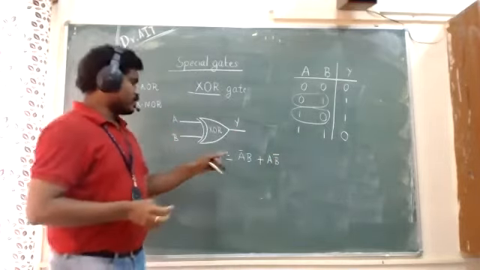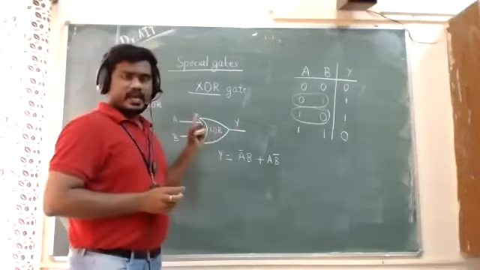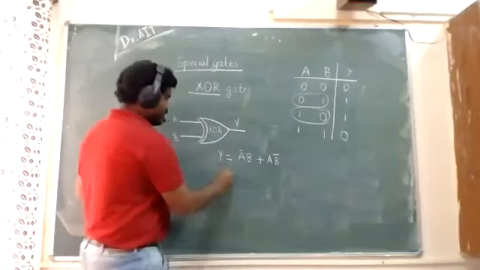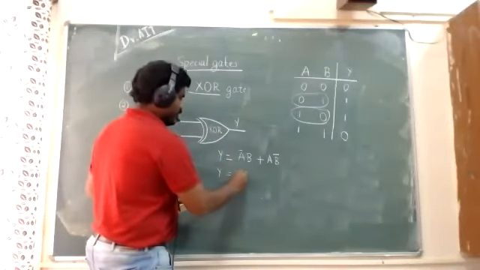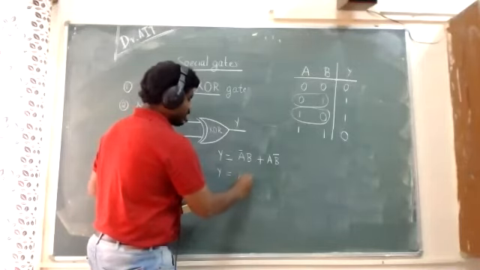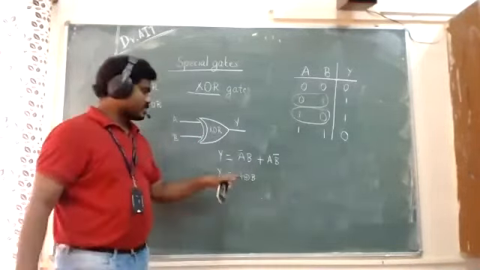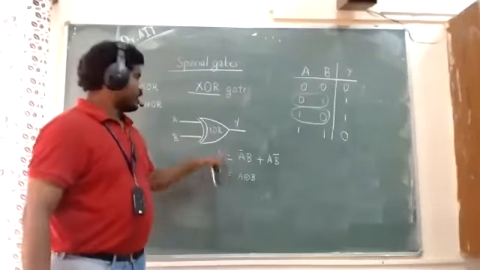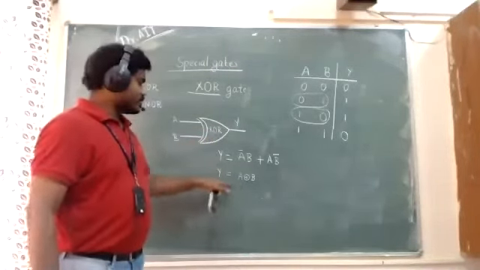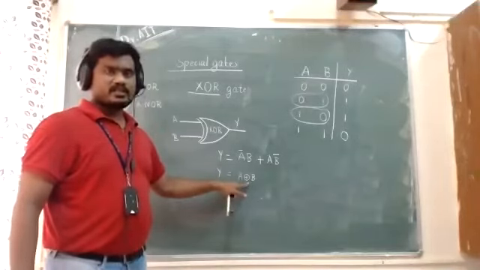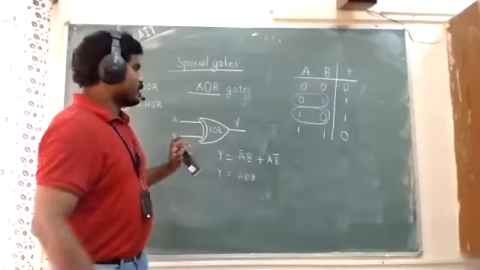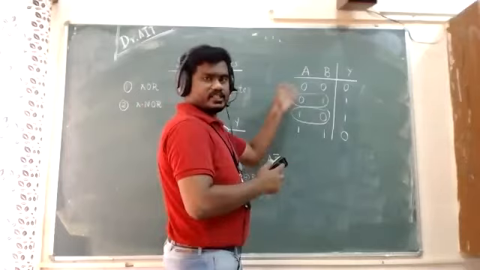Okay, so this is the logical expression for the XOR gate, and you can represent this logical expression like this, also A XOR B. This is the symbol to represent the XOR gate: Y is equal to A XOR B. Now we will understand the speciality of this XOR gate.